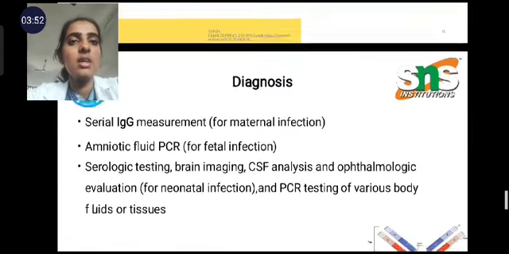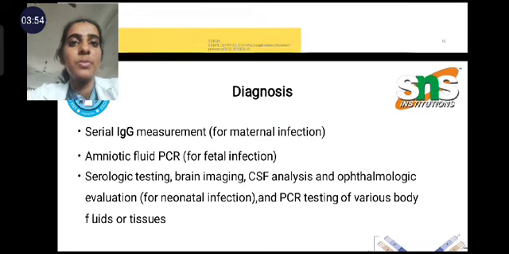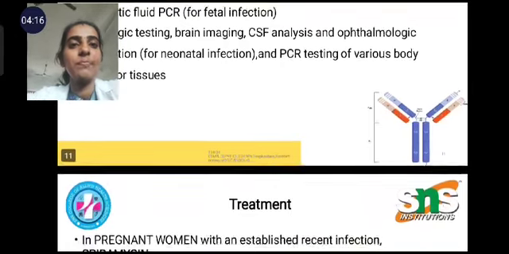The diagnosis is serum immunoglobulin G measurement for maternal infections and amniotic fluid PCR for fetal infections, serological test, brain imaging, cerebrospinal fluid analysis, and alternative evaluations for neonatal infection, and PCR testing of various body fluids or tissues.